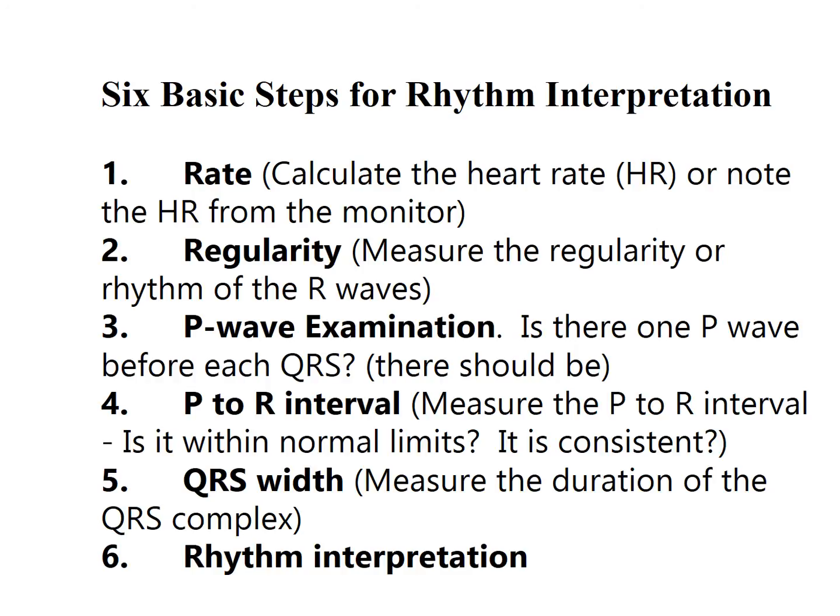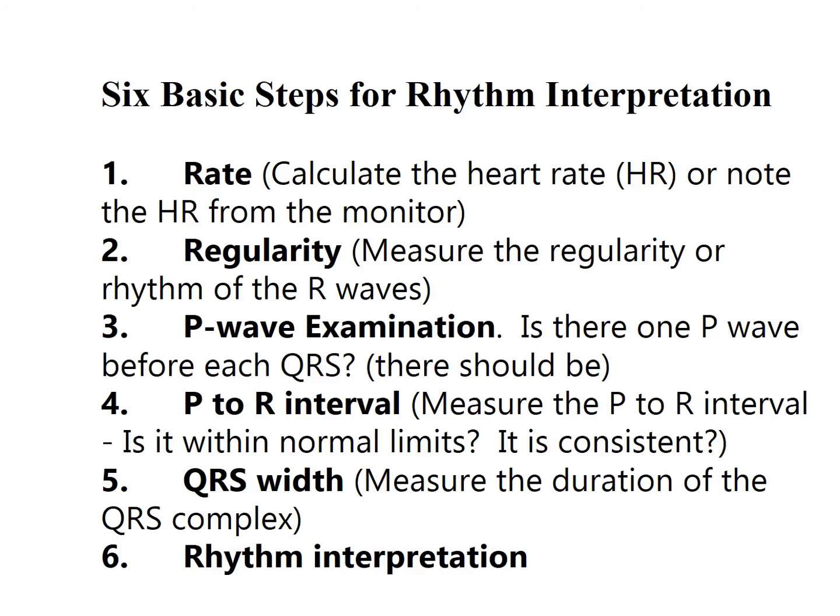Regularity measures the regularity or rhythm of the R waves. So you are going to take your calipers, march them out, and see if it is a nice regular rhythm. Your P waves are upright in lead 2, and we're going to look: does each P wave look uniform in shape, and is there a P wave before every QRS complex? Then you're going to check your PR interval, which should be less than 0.20 seconds, and make sure that all the P to R intervals are the same, or whether they change.